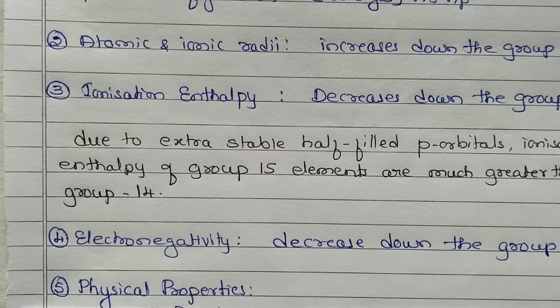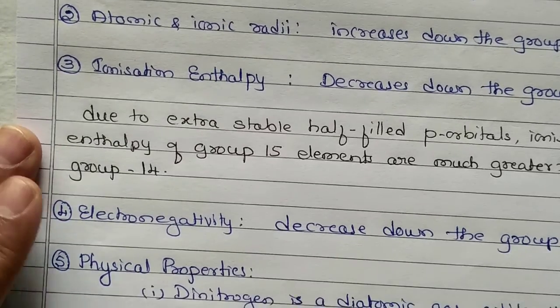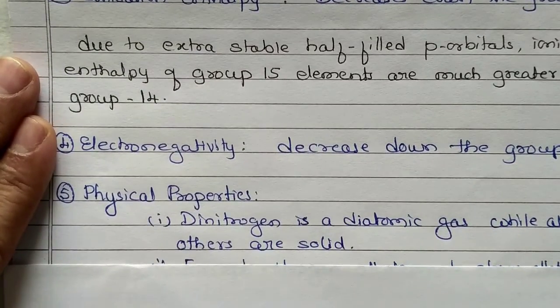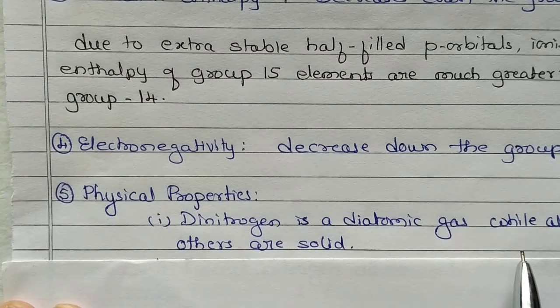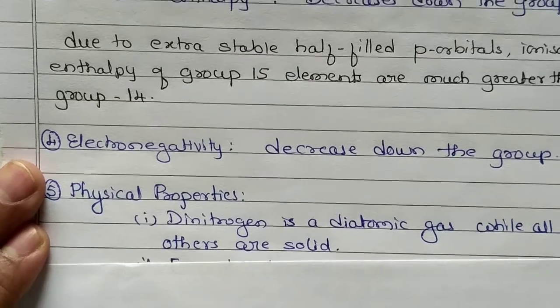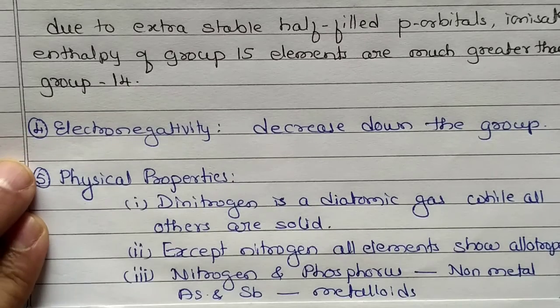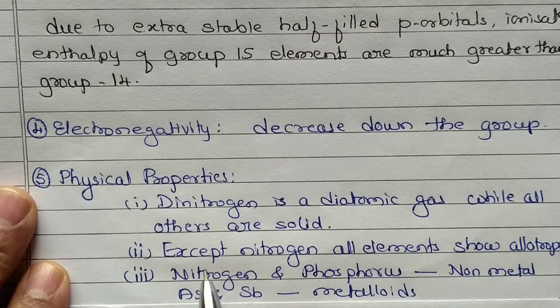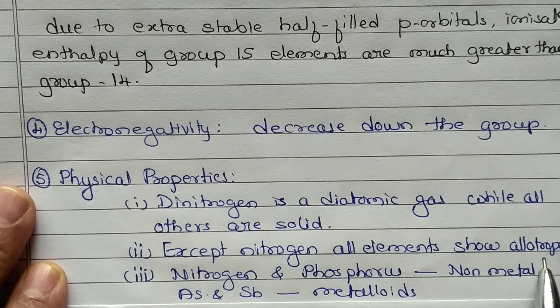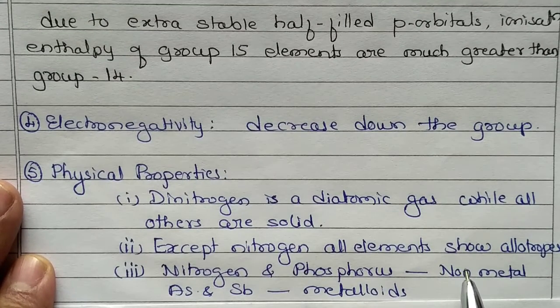Next is the physical properties. In physical properties, we have the state, whether it is a metal, solid or liquid, then metallic properties, then some allotropes. First, dinitrogen is a diatomic gas, while all others are solids. Except nitrogen, all elements show allotropes. We know allotropes means having the same chemical properties but different physical properties.